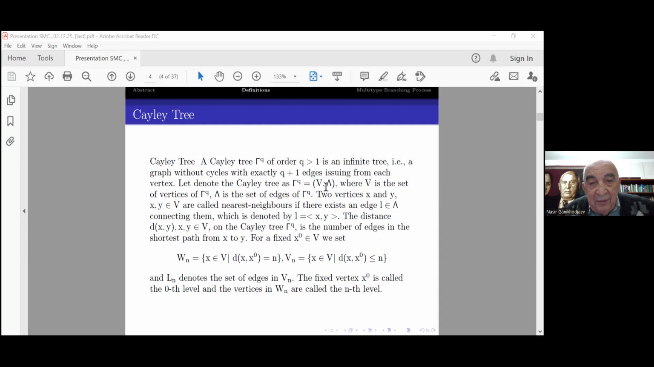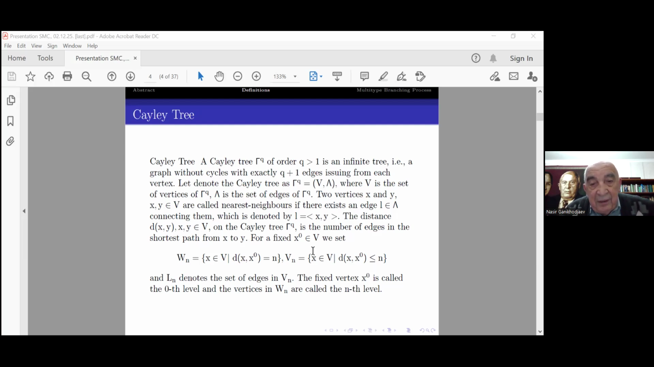If V is the set of vertices and lambda is the set of edges, then two vertices X and Y from the set we will call nearest neighbors if there exists an edge connecting them. And sometimes we will use this notation. The distance between two vertices is defined as the minimal number of edges in the shortest path from X to Y.